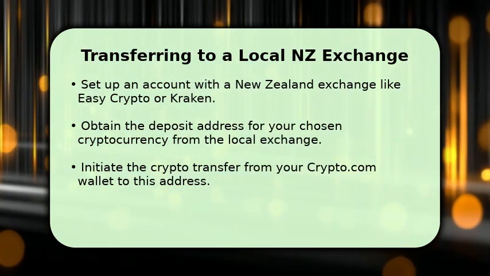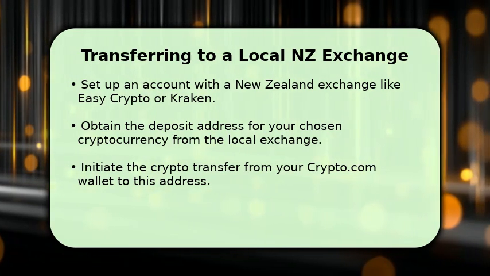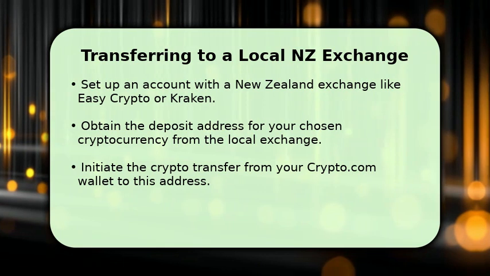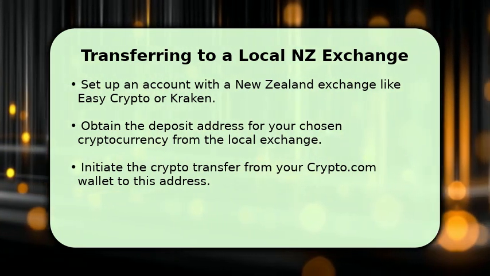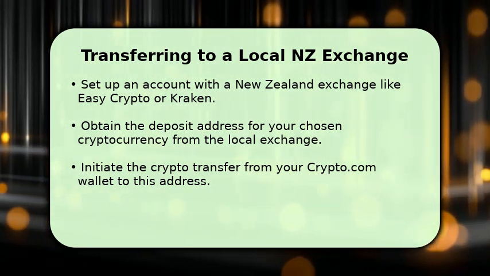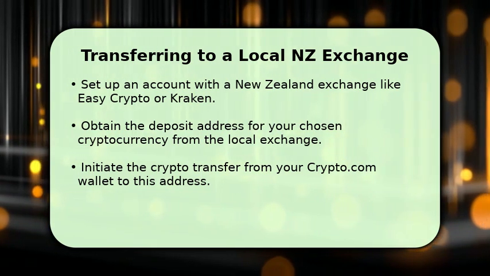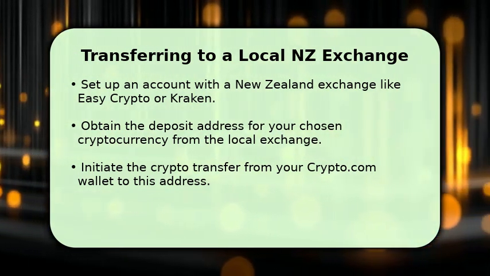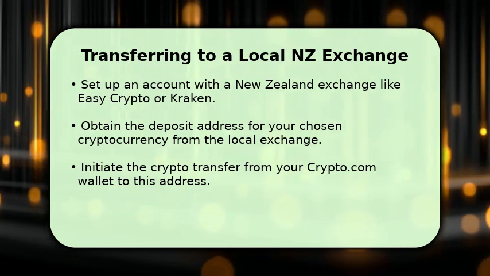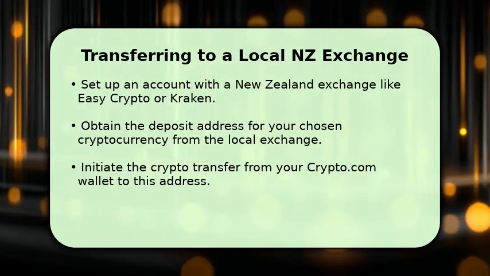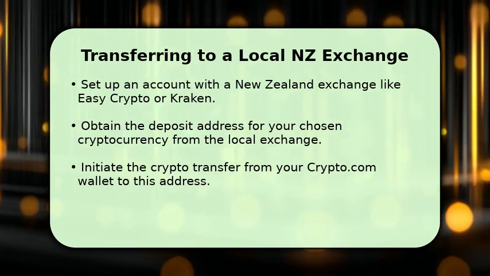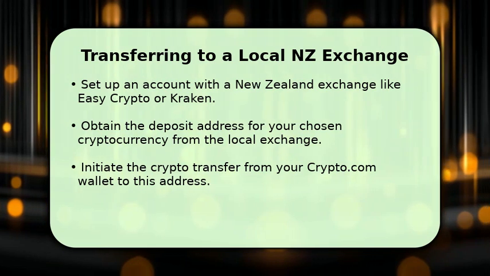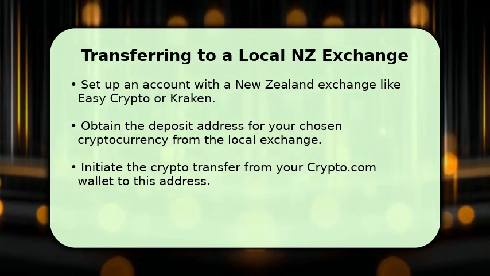Next, you'll transfer your crypto to a local New Zealand exchange. First, create and verify an account with a reputable platform like Easy Crypto or Kraken. Once set up, find the deposit address for your chosen cryptocurrency on that exchange. Then, within your Crypto.com app, navigate to your crypto wallet, select Withdraw and choose External Wallet. Paste the deposit address carefully, enter the amount and confirm the transfer, completing any security checks.